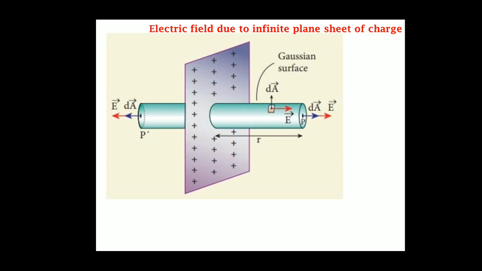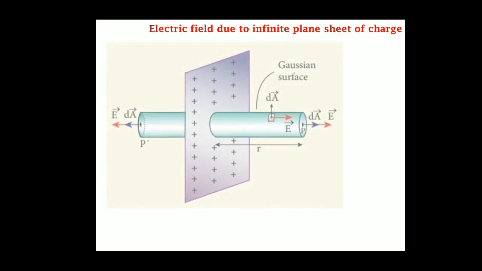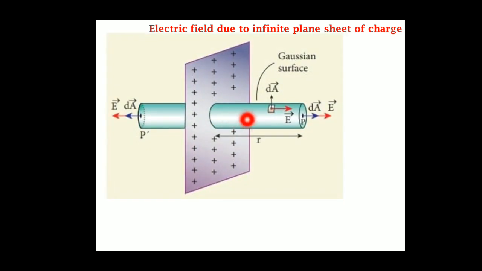It is a positively charged sheet I have taken. Can you see here, children? The lavender color is the sheet, the charged infinitely long plane sheet. Now, I have to find the electric field from the sheet at a distance of r. This is the point P. At this point P, I have to find out what is the electric field due to the sheet.